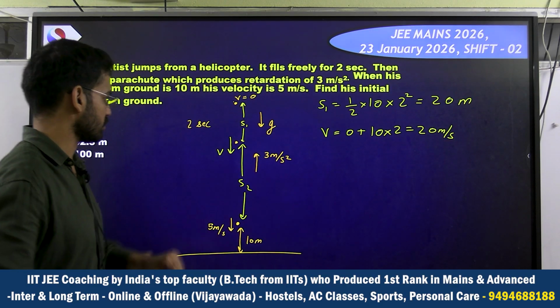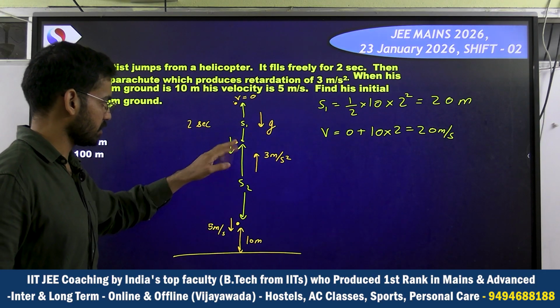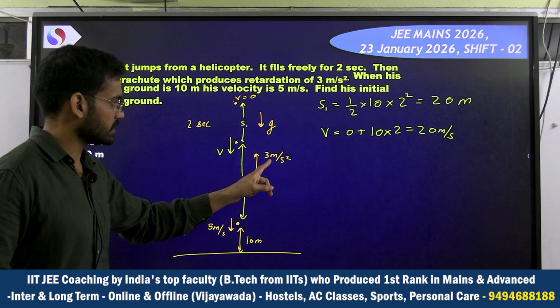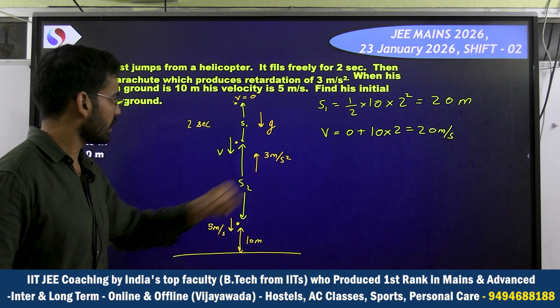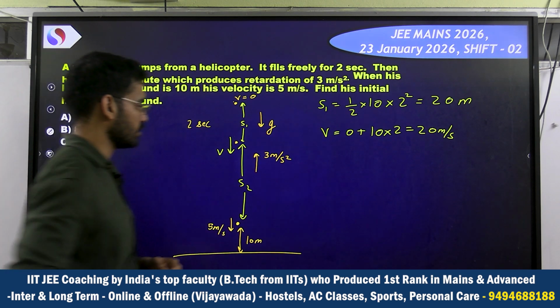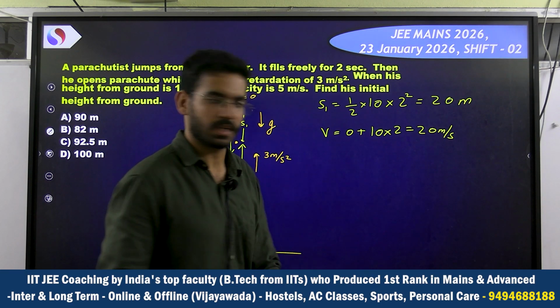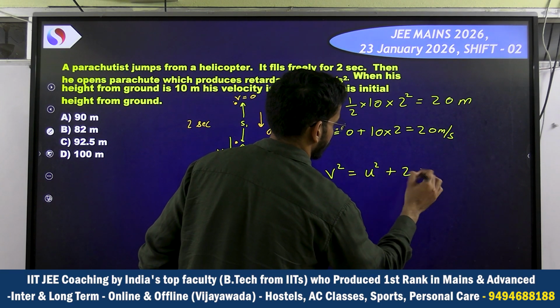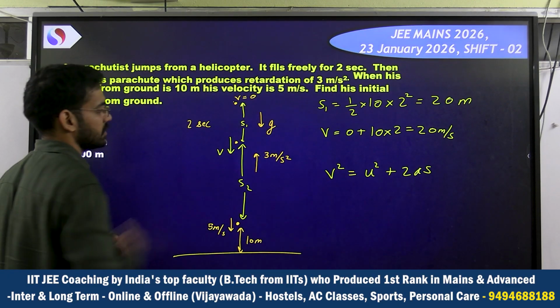S1 came, S2 also. Now here you know the initial velocity. Between this point and this point apply. You know the initial velocity, you know the retardation, right? Two things. And what else you know? You know the final velocity also, right? So you can get the S2. S2 how you will get? v square equal to u square plus 2as, right? So we can apply v square equal to u square plus 2as. Okay, remember acceleration is constant, that's why.